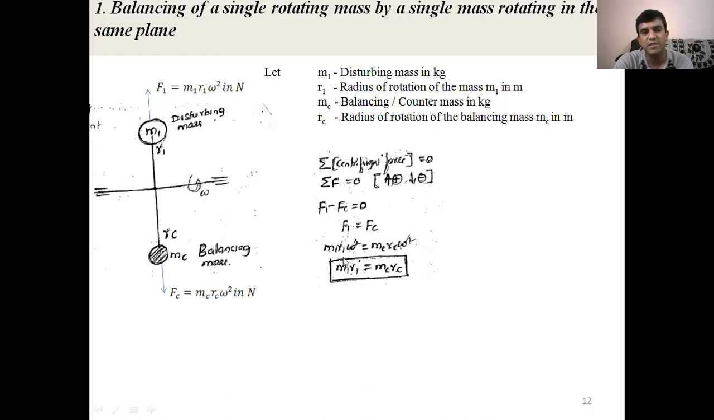What is F1? M1 R1 omega square, which is equal to MC RC omega square. The shaft rotates at uniform angular velocity omega, so omega square cancels. Finally, the condition is M1 R1 is equal to MC RC. If I give an RC value or MC value, you can calculate the other. If you know RC, then you can calculate MC.